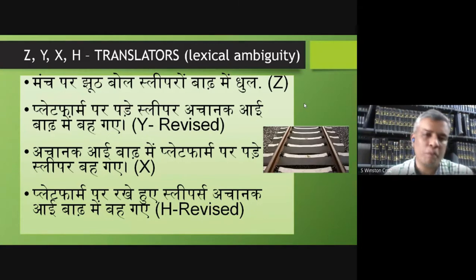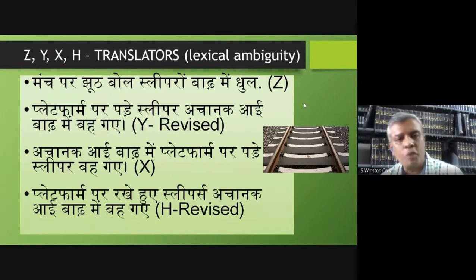The point here is that the example sentence I have given has lexical ambiguity. One is the meaning of sleepers. Sleepers has 2 meanings, right? One is people who sleep, who take rest, who lie down and take rest. Another is the sleepers which are used under the railway track. So these 2 sleepers, this lexical ambiguity, has given different results for this particular sentence.